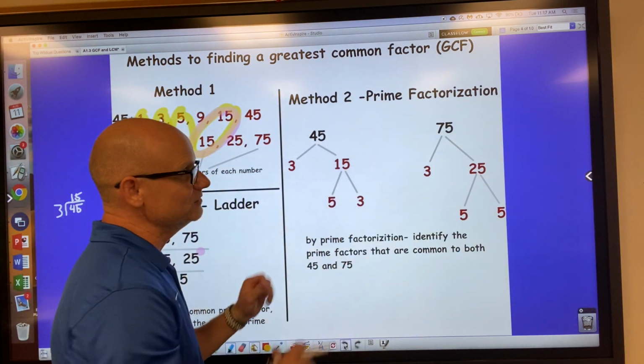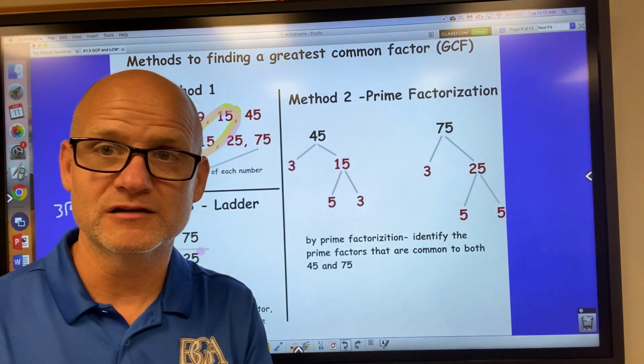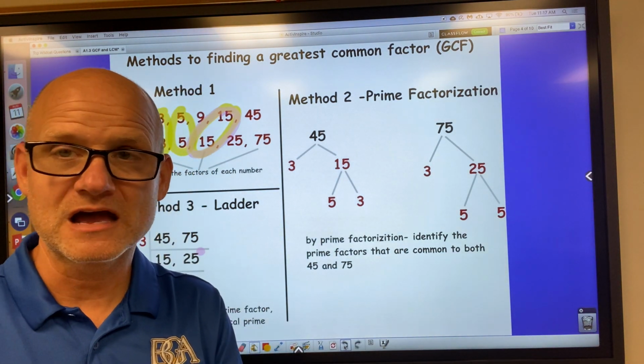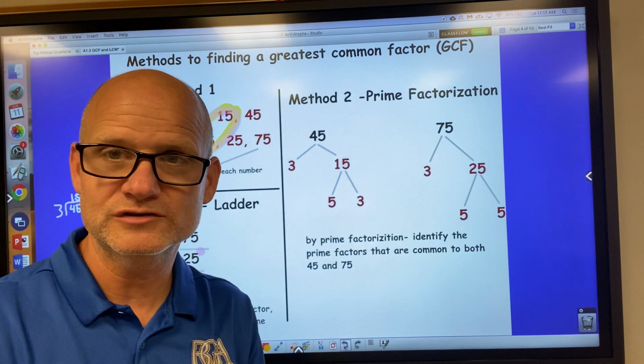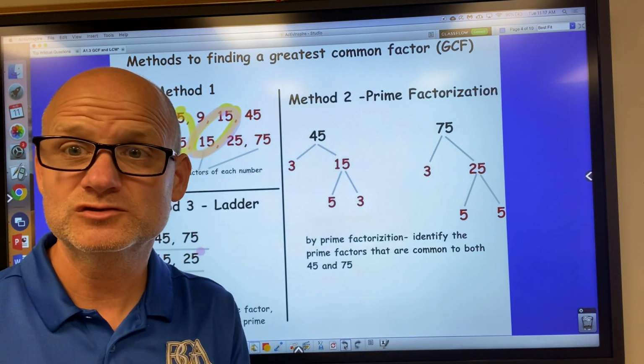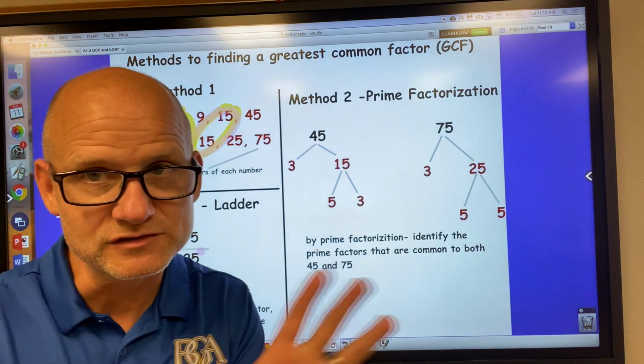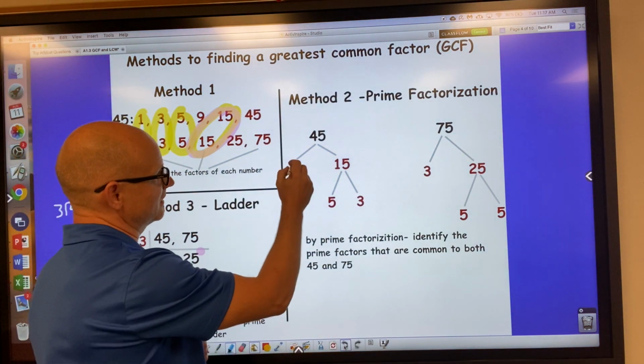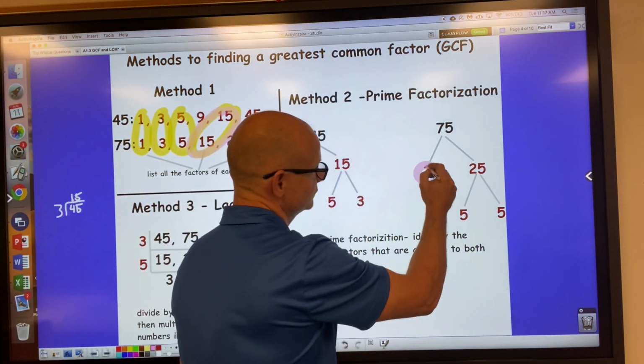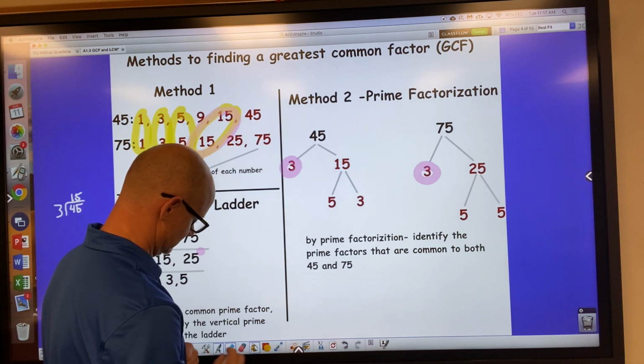And in this method, you just circle the common prime factors of both Christmas trees and then multiply to find the greatest common factor. I know that's confusing, but all you do is look, I have a common factor of 3 here, okay? So let's write that down.